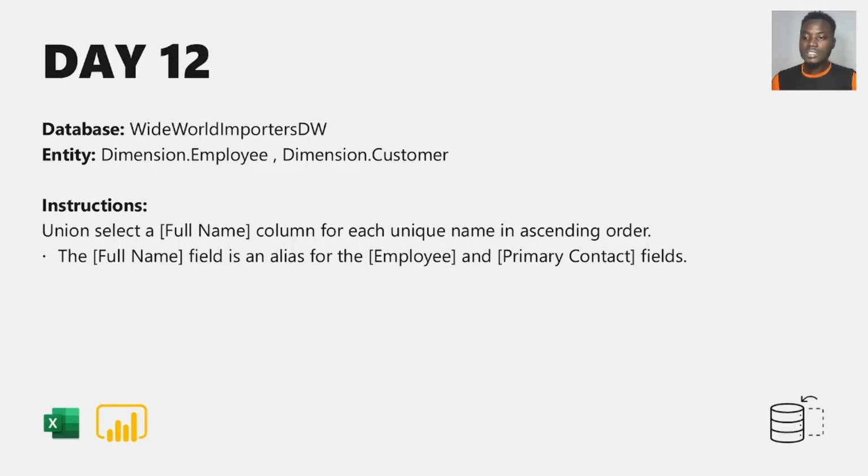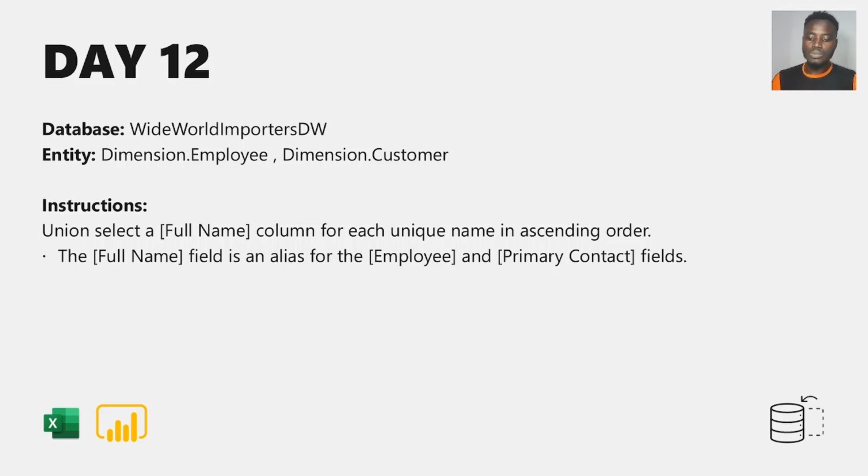For today's challenge, we are to union select a full name column for each unique name in ascending order. The full name field is an alias for the employee and primary contact fields. For this challenge, we're using the Wide World Importers database, and we're using two tables, the employee and customer table. The employee column comes from the employee table, and the primary contact column comes from the customer table.